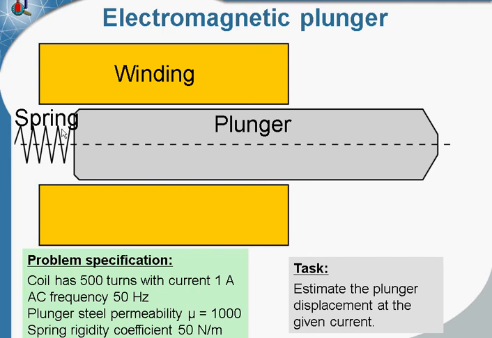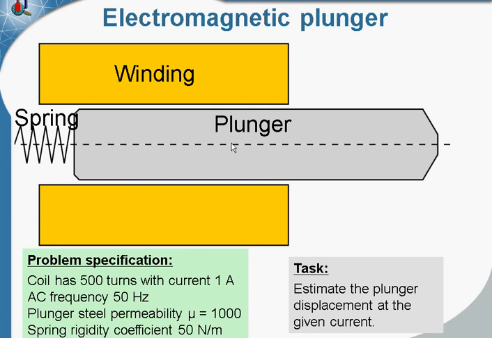Coil has 500 turns with the current 1 ampere. AC frequency is 50 Hz. Plunger is made of steel with relative magnetic permeability of 1000. Our task is to estimate the plunger displacement at the given current value.